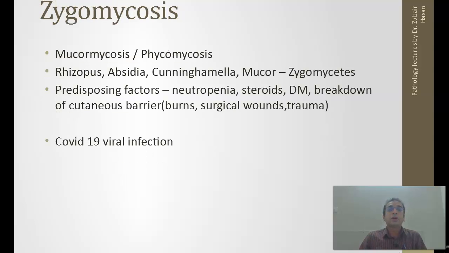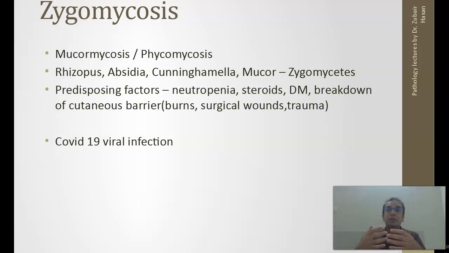Coming to zygomycosis, which is nothing but mucormycosis, also called phycomycosis. Rhizopus, Absidia, Cunninghamella, and Mucor are all zygomycetes. And what are the predisposing factors? When do they actually involve the patients? They involve the patients if the immunity of the body is low.